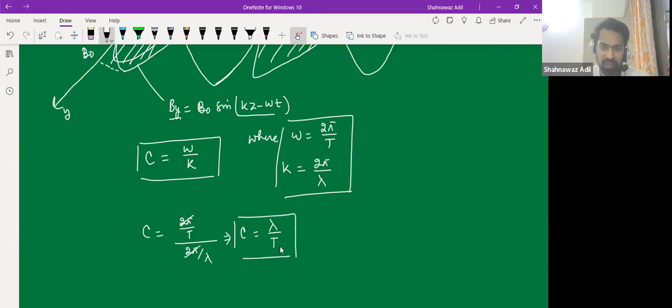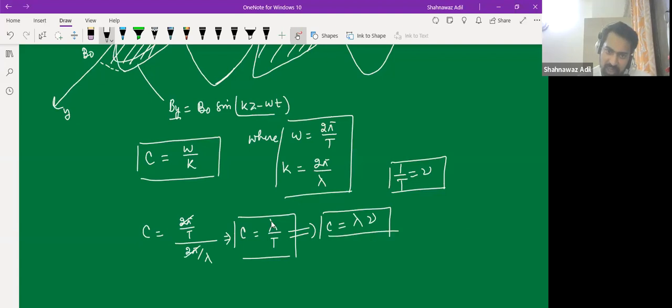And this is what you have done, right? So C is lambda by T, or we can also write 1 by T, and 1 by T is frequency. So that is how we can write C as lambda into frequency. Lambda is the length and this is time, and length upon time is your velocity. So in your 10th or 11th standard, you learn about this, but from the electromagnetic wave, we are seeing that this is the wavelength and this is the frequency of the oscillation, right?